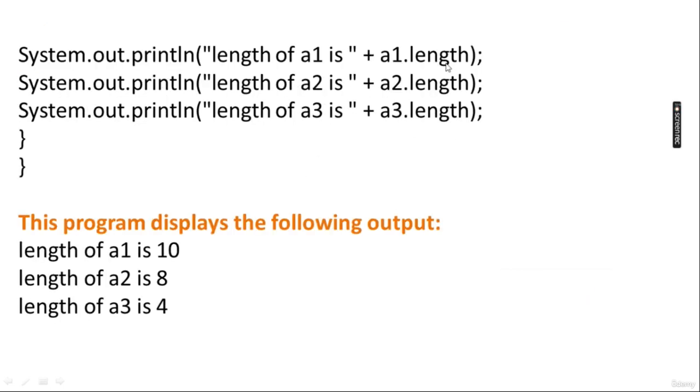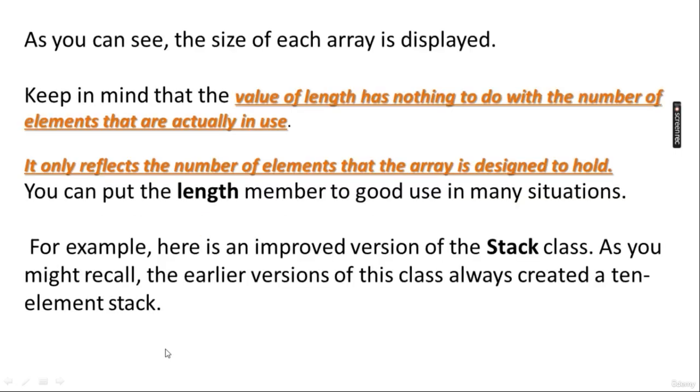The length of the first array is 10, the length of array 2 is 8, and the third one is 4. The size of each array is displayed in the output. The value of length has nothing to do with the number of elements that are actually in use. It is the number of elements stored at initialization, and it does not relate to how many elements are actually getting used. It only reflects the number of elements that the array is designed to hold. You can put the length to use in many situations.